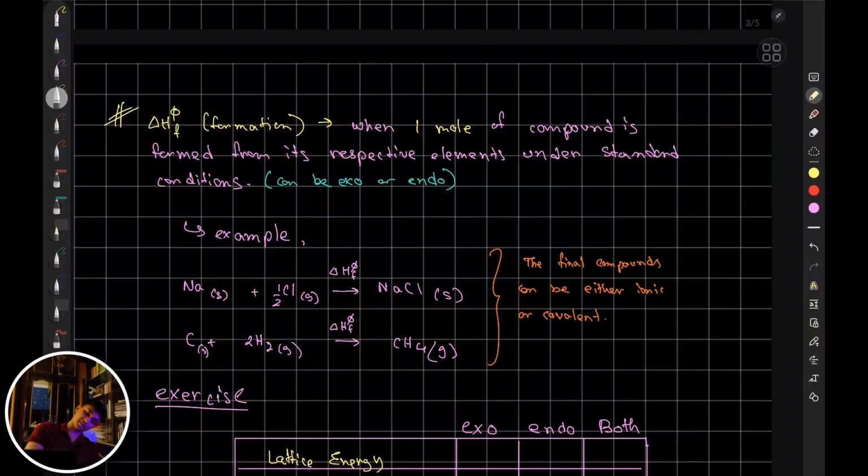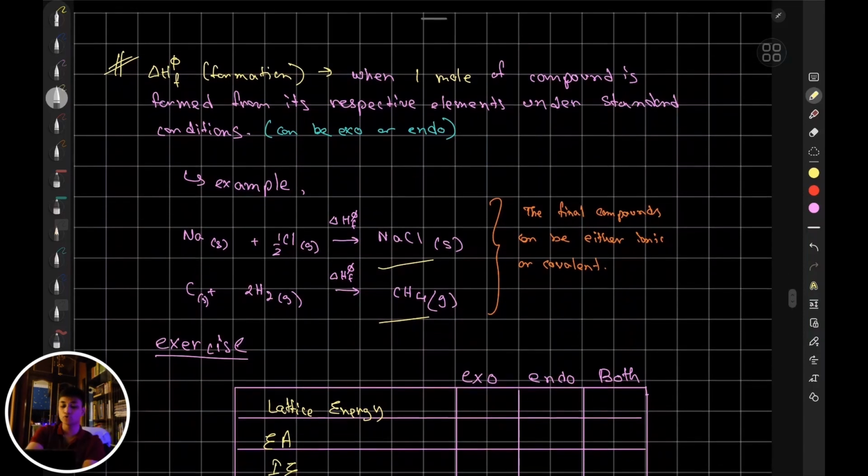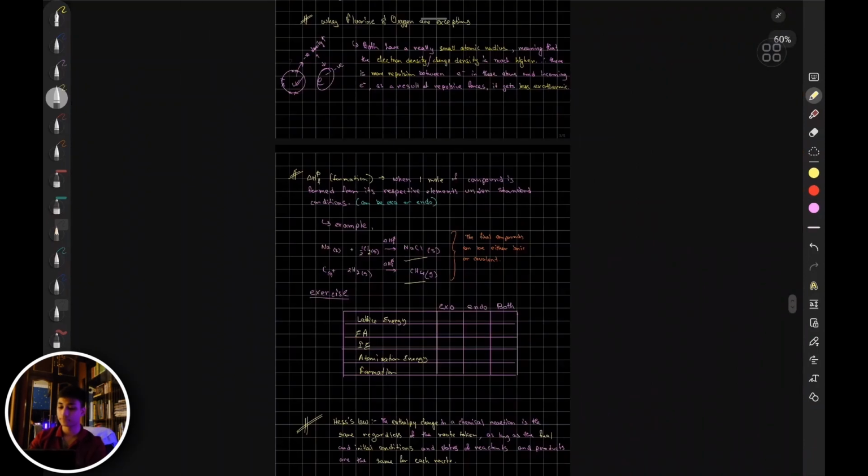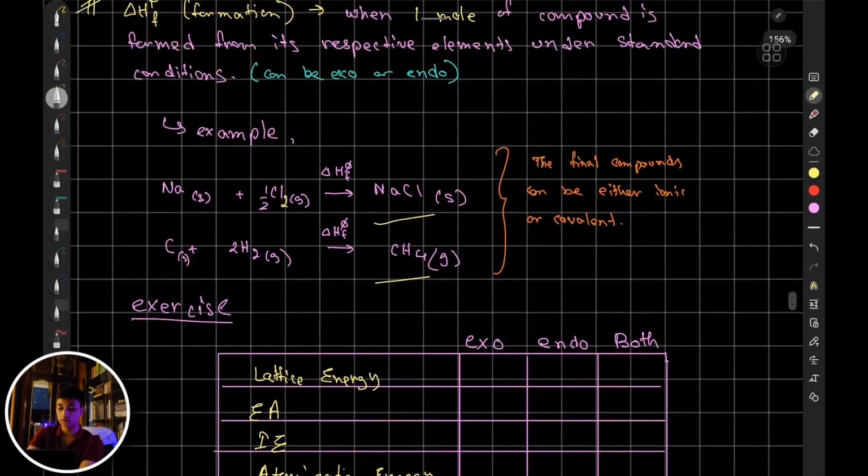Okay, a few examples are between sodium and chlorine, and the other is for forming methane. As I was saying, the final compounds can be either ionic or covalent. So you're reacting sodium with half a mole of chlorine, and forming NaCl. Similarly, you're reacting C with 2 moles of H2 and forming methane.